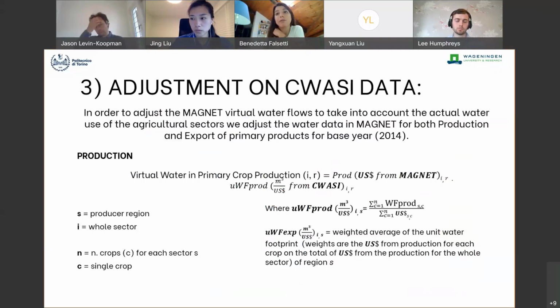So the first step involves the production side, and since Magnet considers the economic value of production in, say, dollars, we decided to calculate the weighted unit water footprint by taking the economic value of the products considered as the weight of the production. So we multiply the dollars of each region, s, and each sector, i, by the weighted unit water footprint obtained from Quasi data. And so for each region and each sector, we calculated the cubic meters per dollar as the sum of water footprint of the products included in each sector divided by all the economic values produced for the same products.